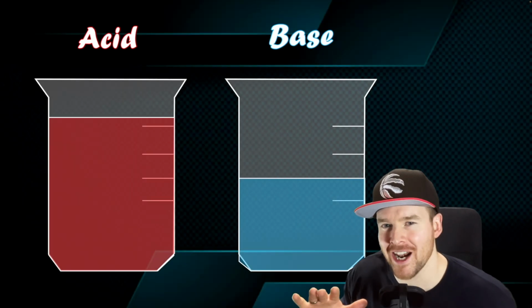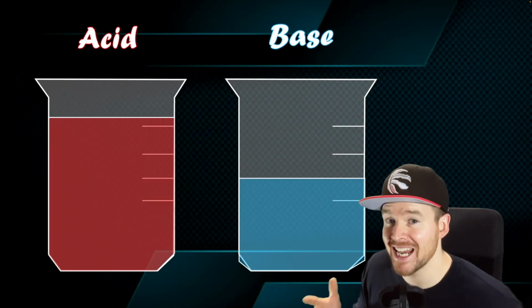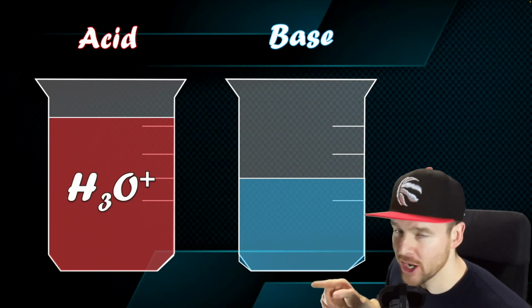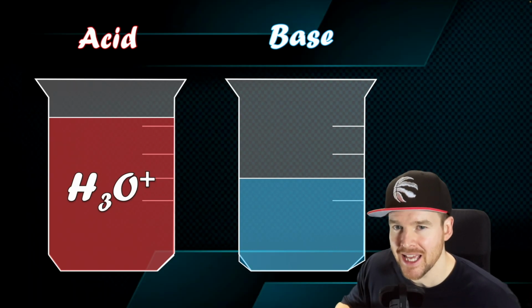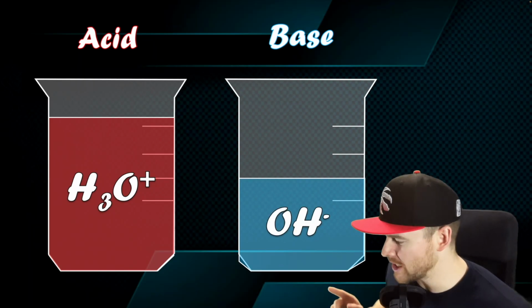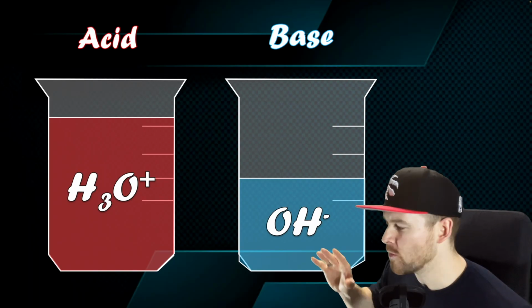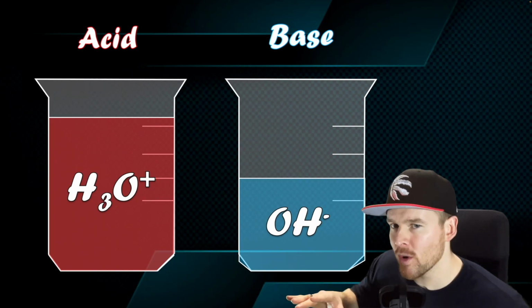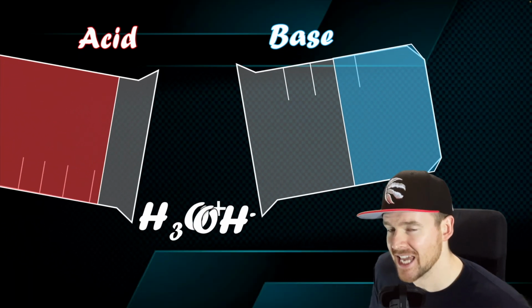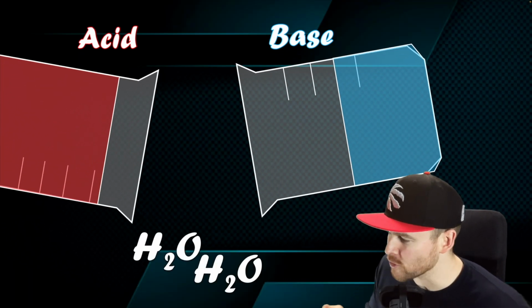Okay, first let's go over what an acid and a base is. An acid is something that when in solution increases the amount of hydronium ions, H3O+. And a base is something that reduces hydronium or increases hydroxide, OH-. So we have H3O+ and OH-. The thing that we're going to take advantage of is when I mix these acids and bases together, they're going to mix and create water.